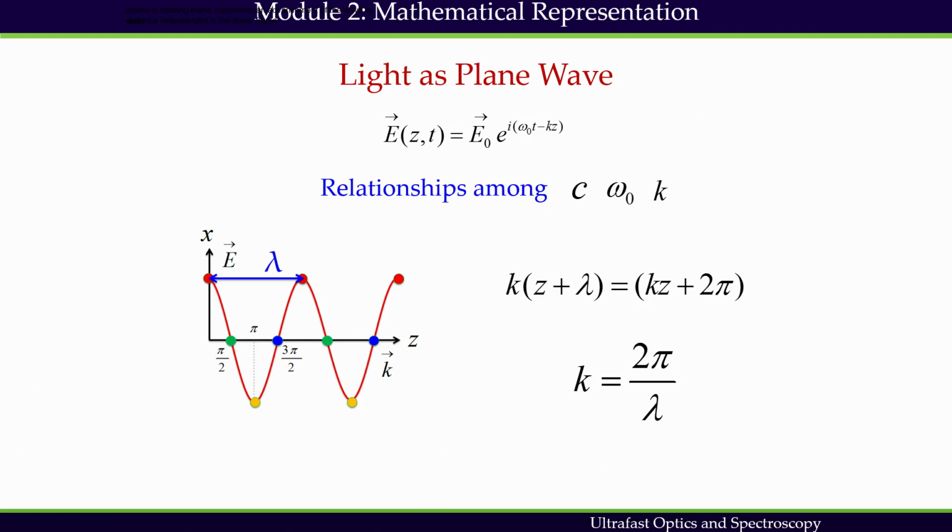It is important to understand the relationship among c, omega naught and k in this equation. c is the speed of light in vacuum, omega naught is the angular frequency, and k is the magnitude of the wave vector. We have already pointed out that the 2 pi phase in the rotating frame represents an advancement of the wave by lambda distance in the linear frame. This can be mathematically represented by k multiplied by (z plus lambda). This is the lambda phase advancement, equal to kz plus 2 pi, or k equals 2 pi by lambda.